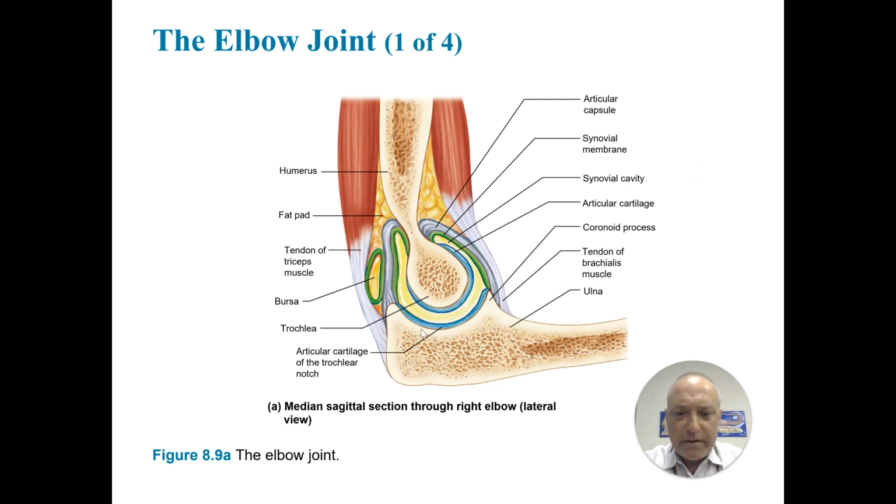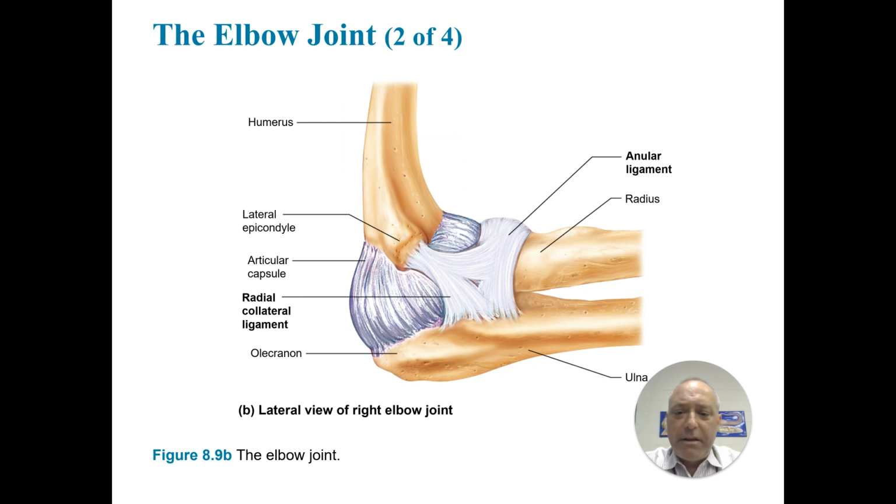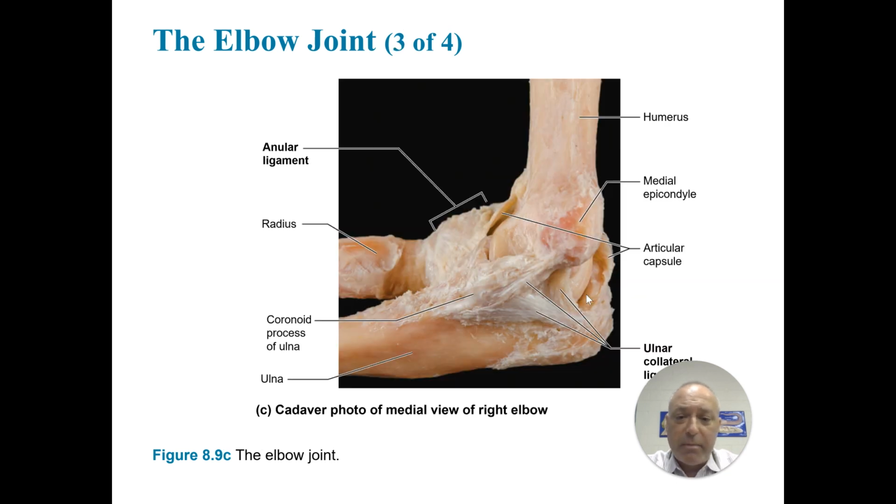We've got articular cartilage surrounding the joint, and this yellow stuff is the synovial cavity. And then we've got a bursa posterior to the trochlea of the humerus. Another look at the elbow joint. There are ligaments like the radial collateral ligament and the annular ligament that stabilize this joint. This joint is not as freely movable as the glenohumeral joint, and it is a lot more stable.